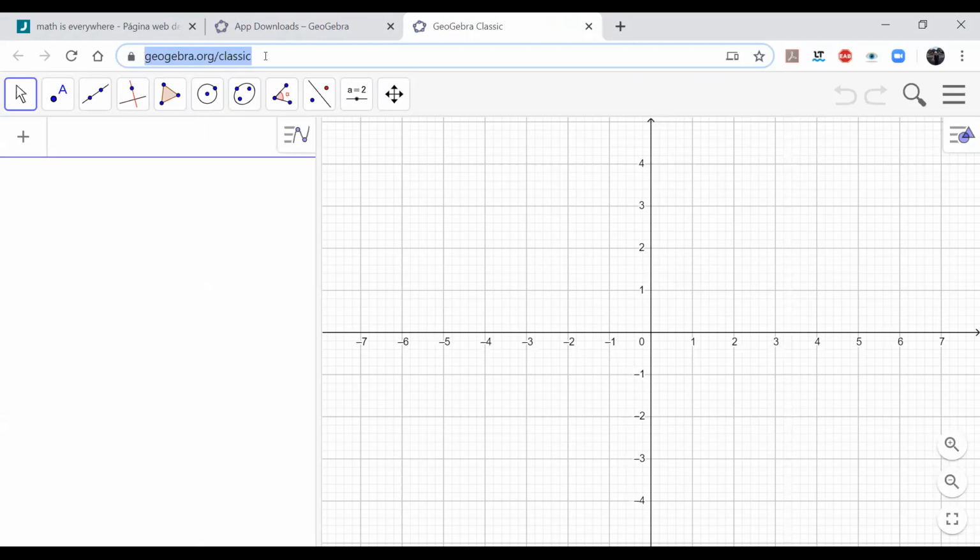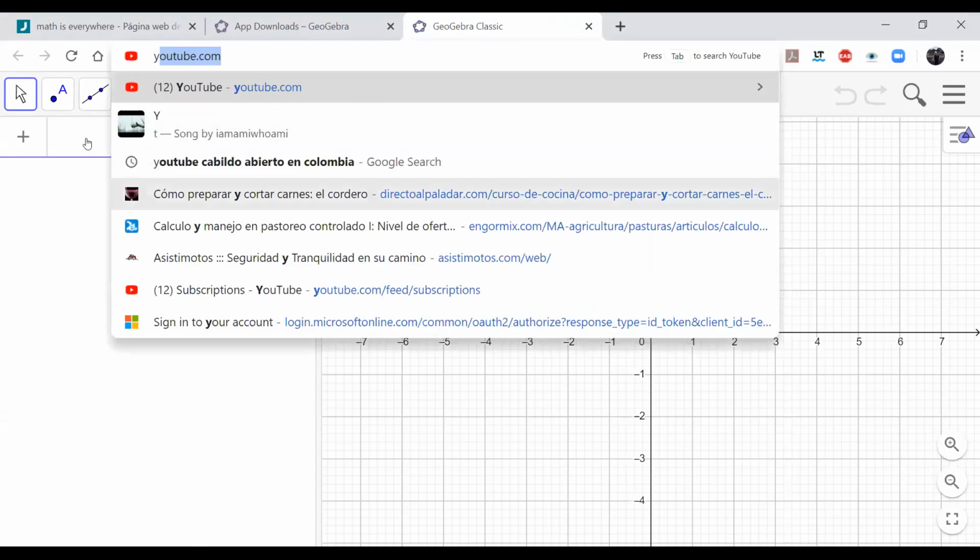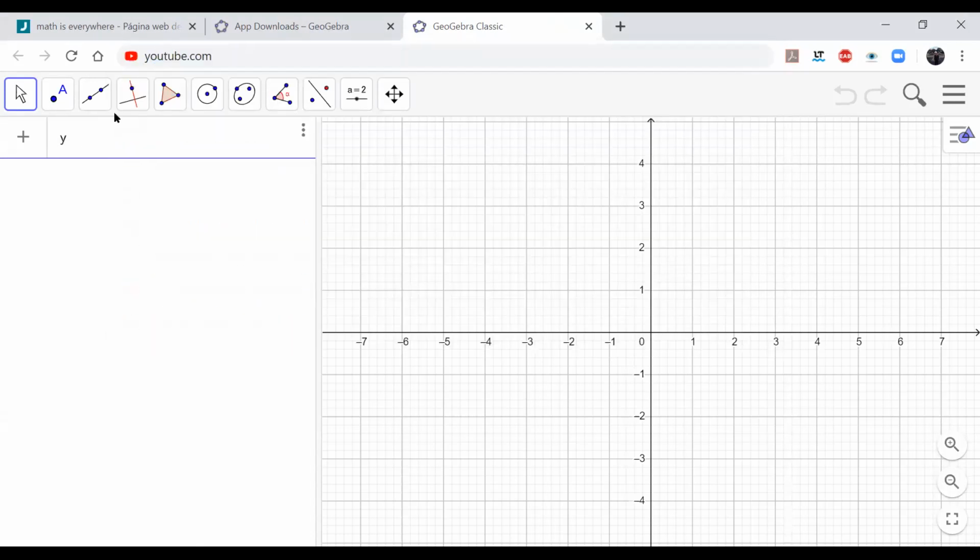Okay, guys, in this type of activity, I need you to pay a lot of attention. Now, the exercise we were graphing before was y is equal to 3x plus 2. So you type in y is equal to 3x plus 2, okay? And I finish.